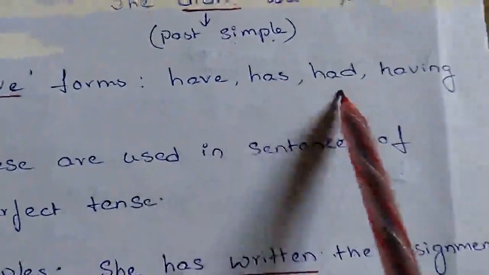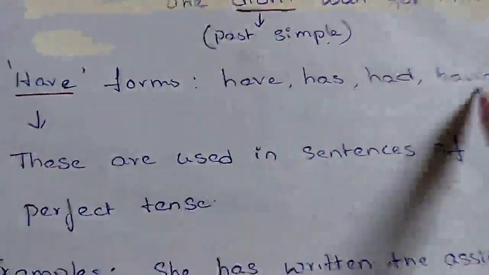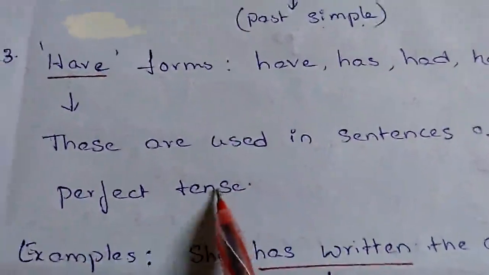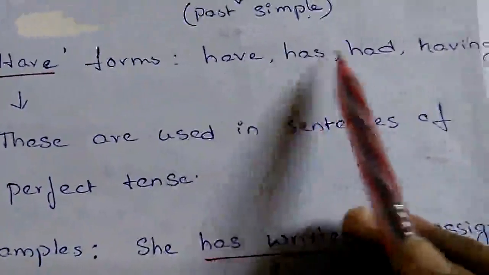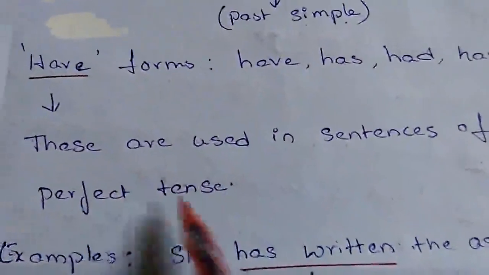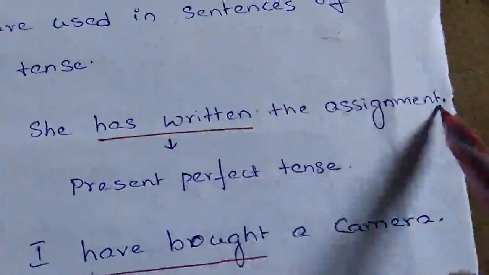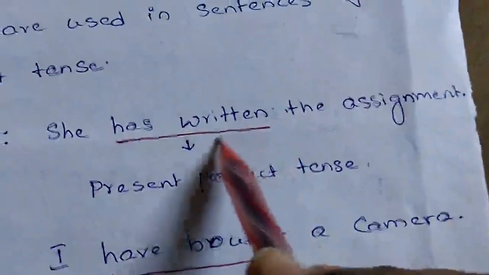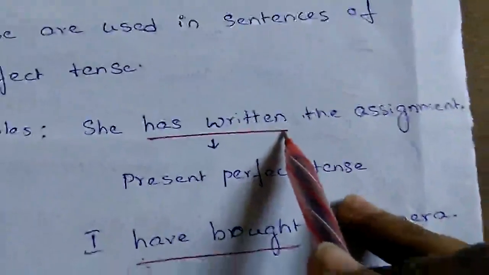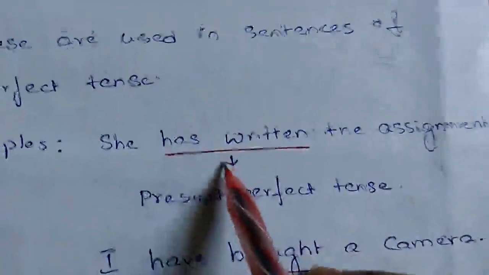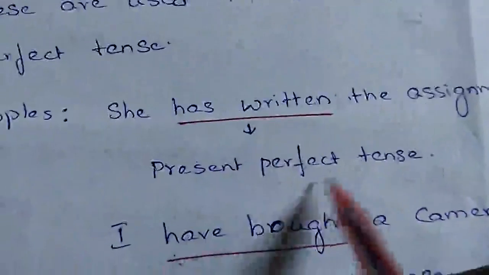Have, has, had, having. These are all the forms of have, and these are used in constructing the perfect tenses. Example: she has written the assignment. Has written. Written is in past participle form, and has is the have form, the helping verb. We have used this form of the verb to construct a present perfect tense.